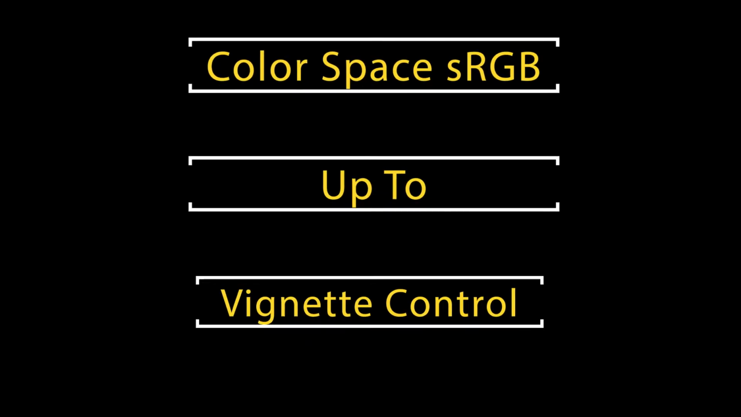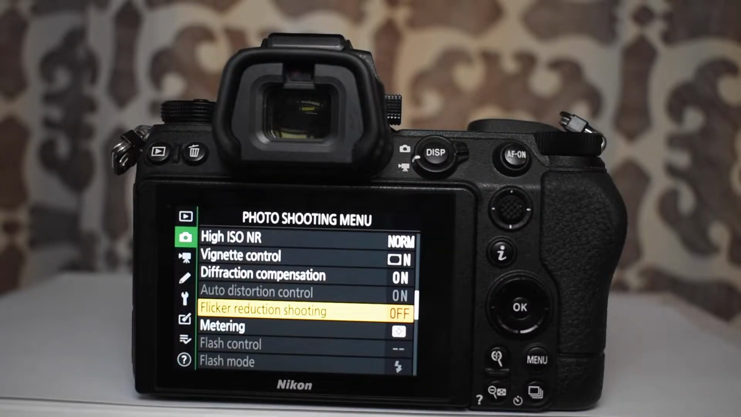In this series of videos on the photo shooting menu, my last video was about color space, sRGB, all the way up to vignette control. This video has some very useful functions that you as a photographer will use quite a lot to improve the quality of your photographs. But before we come to the functions that you use a lot, let's look at the flicker reduction.